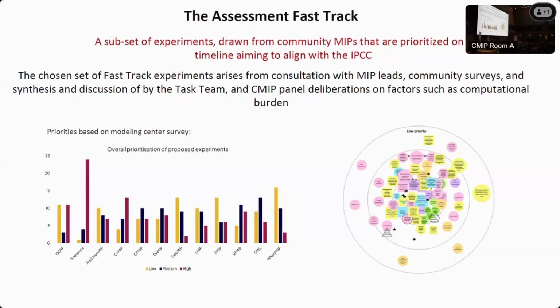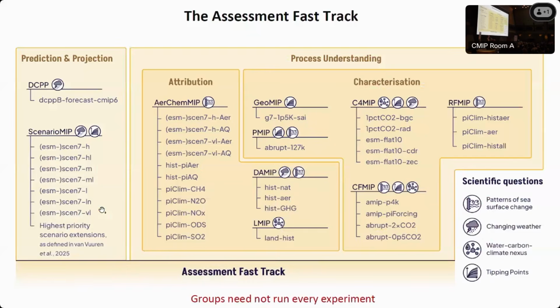And so we had many discussions of what should be in here, lots of discussions with these kind of mirror board things where we were prioritizing which experiments we thought were most important, and then, of course, surveys also informed on this. And so ultimately, this is the fast track that was decided upon. These include experiments for prediction and projection, and then also for process understanding.